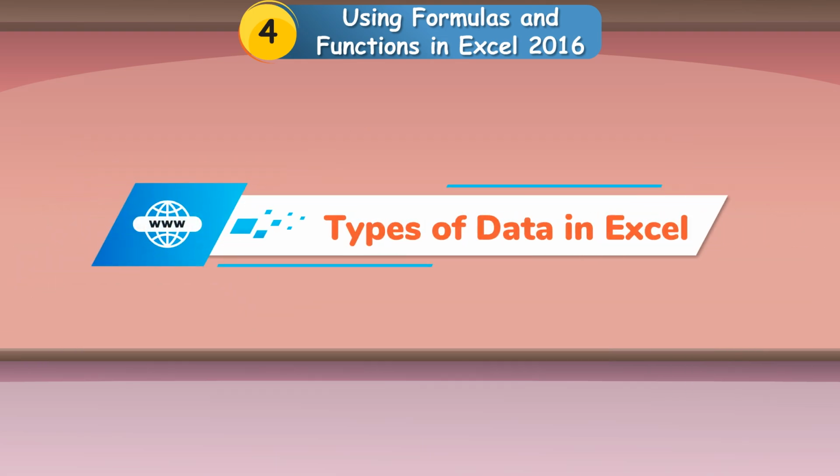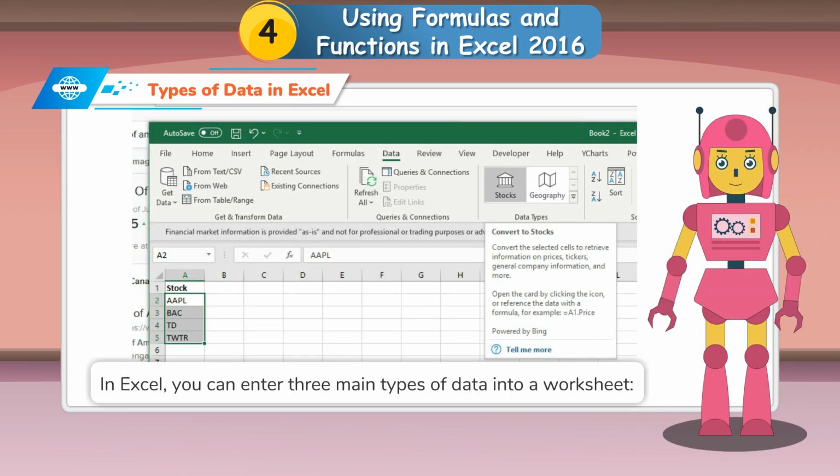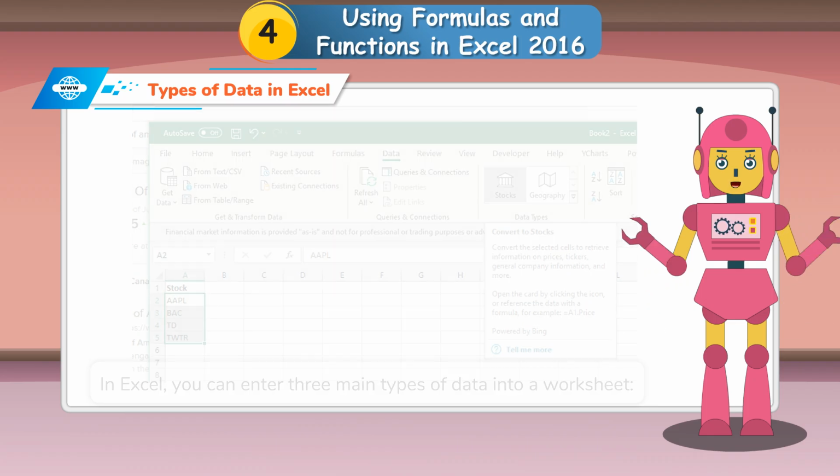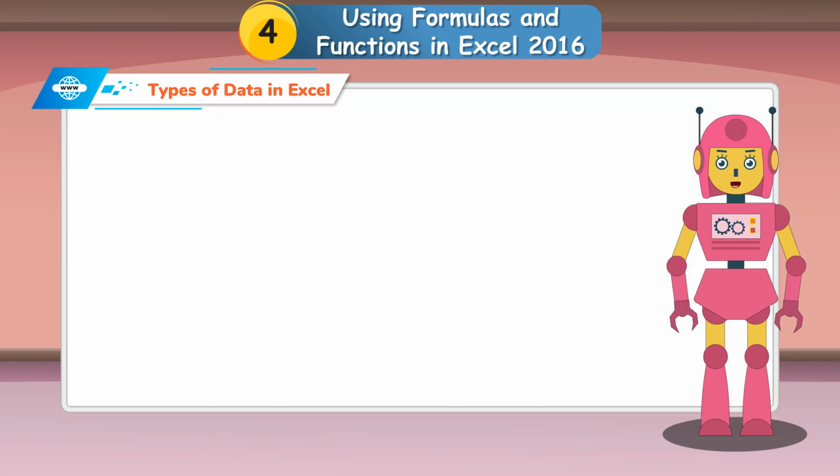Types of data in Excel. In Excel, you can enter three main types of data into a worksheet. 1. Values or numbers. These include numbers that can be used for calculations. For example, the numbers 1, 100 or 3.14 are considered values. Special characters like percentage, plus or minus can also be part of values.